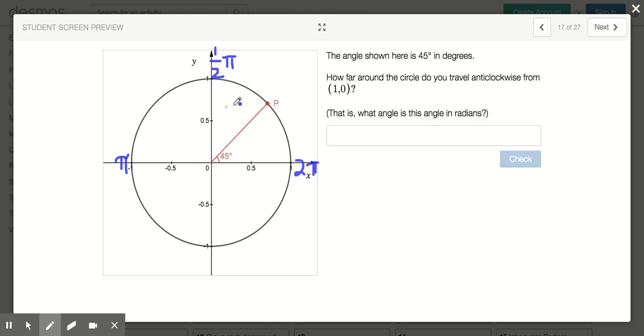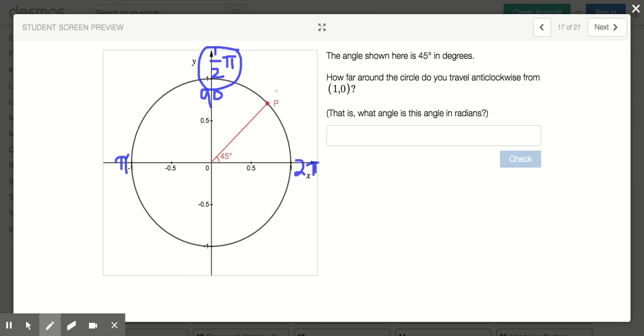Now, this is going to be 90 degrees. This is 180. And if we go from 90 to 45, what do we do to get from 90 to 45? We cut it in half, right? 45 degrees is half of 90. So if we want to take a half and cut that in half, right, what fraction would we have here?